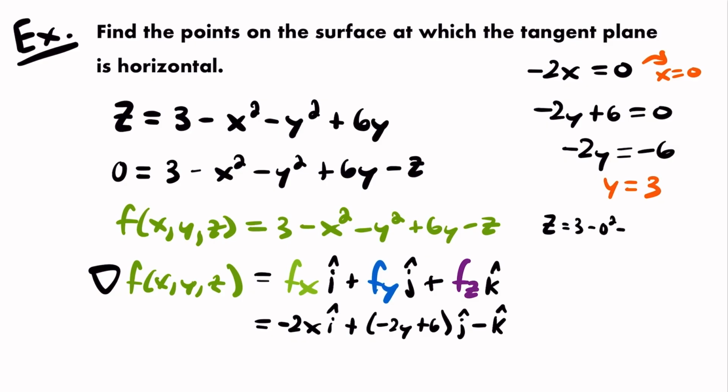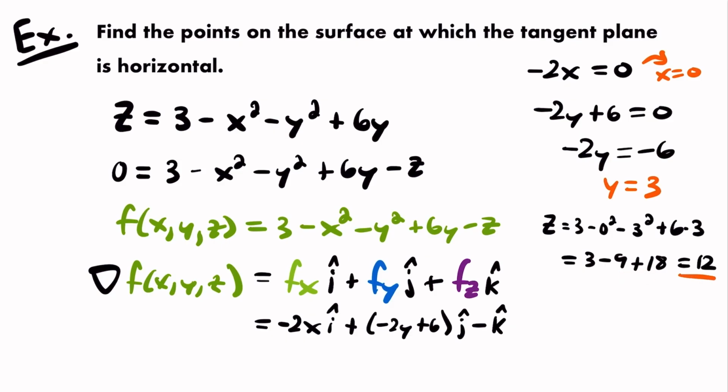All right, so what we'll get here is z is equal to 3 minus x squared, which is 0 squared, minus y squared. So we have 3 minus 3 squared plus 6 times y, so 6 times 3. And so simplifying, we get 3 minus 9 plus 18. And 3 minus 9 is negative 6, plus 18 gives you positive 12.